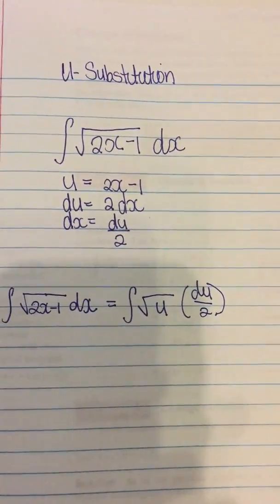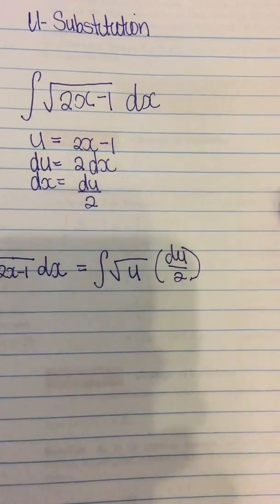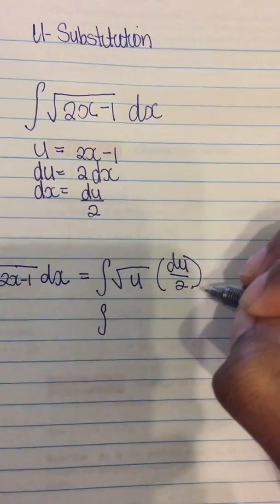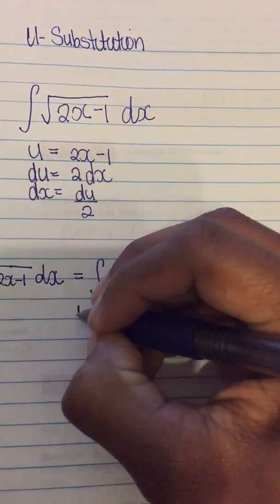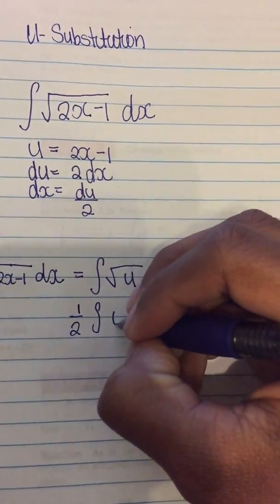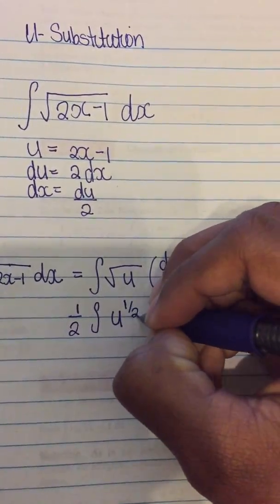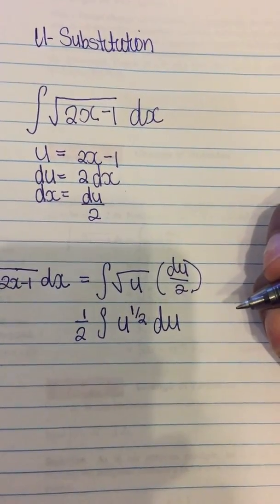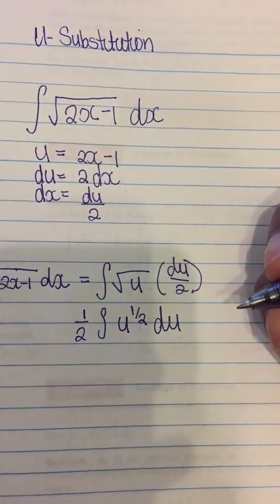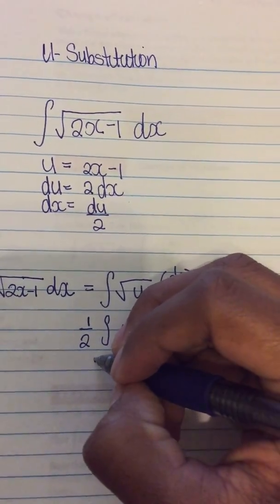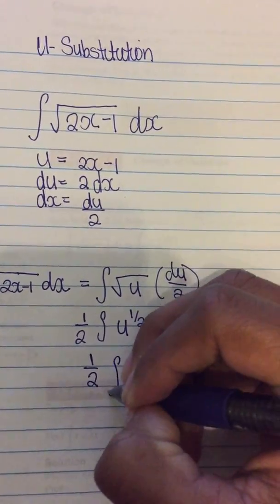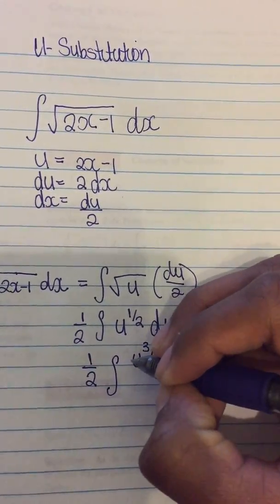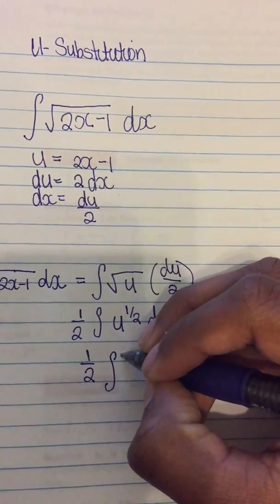So now we're here. Now what we have to do is we solve. So we'll factor out anything that we can factor out. So we can factor out a half, and we'll be left with u to the half du. Now we're just going to find the antiderivative. So it would be one half times u to the 3 halves, times 2/3.